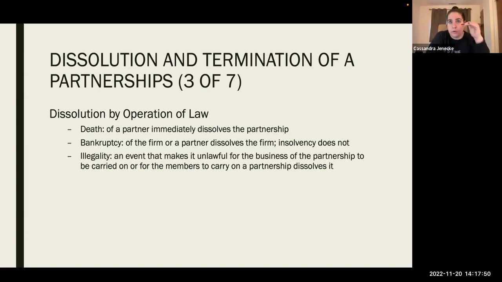Insolvency, however, where your cash out is higher than your cash in, does not dissolve it, but it gets you pretty dang close. And then if for some reason the purpose of the business becomes illegal, that is, if the reason that the partnership existed was to engage in some type of business and the government for some reason made that type of business illegal, then that also dissolves the partnership.